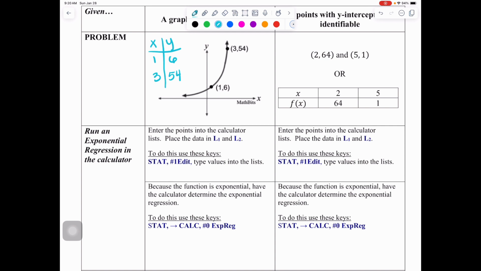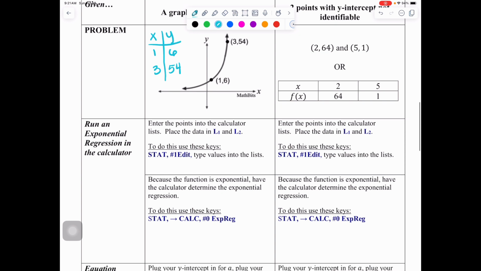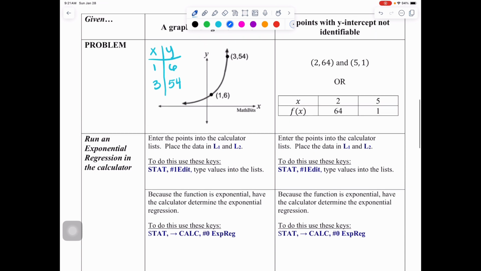So we are going to run what's called an exponential regression in the graphing calculator. This is something that has a statistics application. We will do statistics later in the year, but I want to teach you this now because it will give you all the information you need to write the equation. So it says enter the points into the calculator lists. Place the data in L1 and L2. So I'm going to put that this side would be L1, the x side, and this side would be L2, the y side.